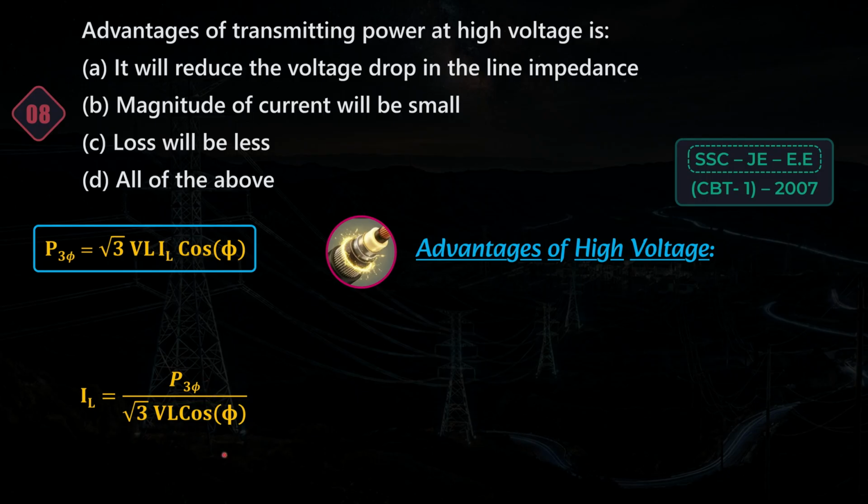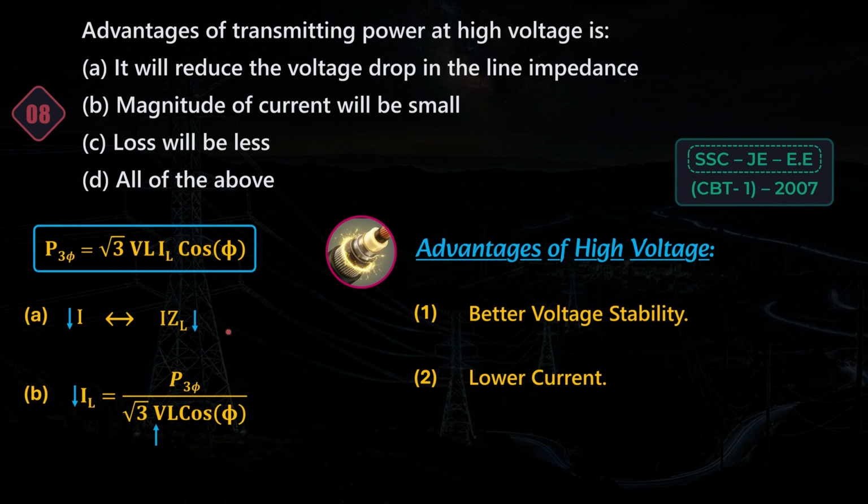Now, from the equation, we can observe that line current is inversely proportional to magnitude of voltage. When we increase voltage, the magnitude of current will get reduced. Therefore, on transmitting power at high voltages, magnitude of current will get reduced. Therefore, option B is correct. Now, due to reduction in line current, voltage drop in the line impedance will also be reduced. Therefore, option A will again be correct.